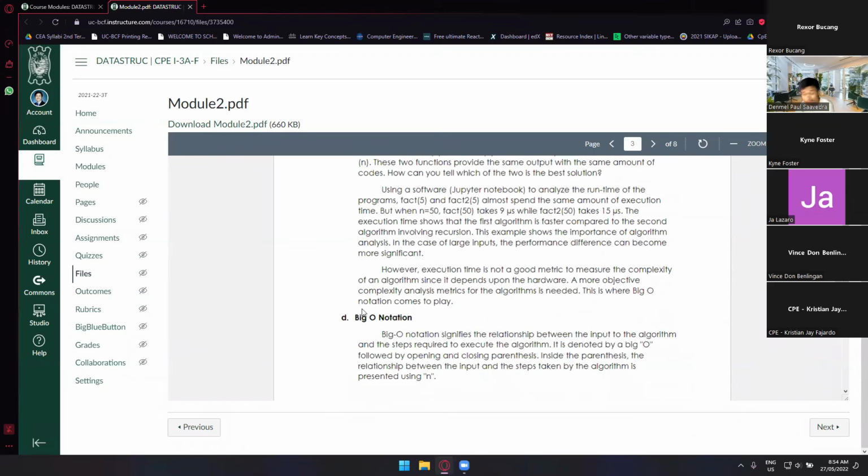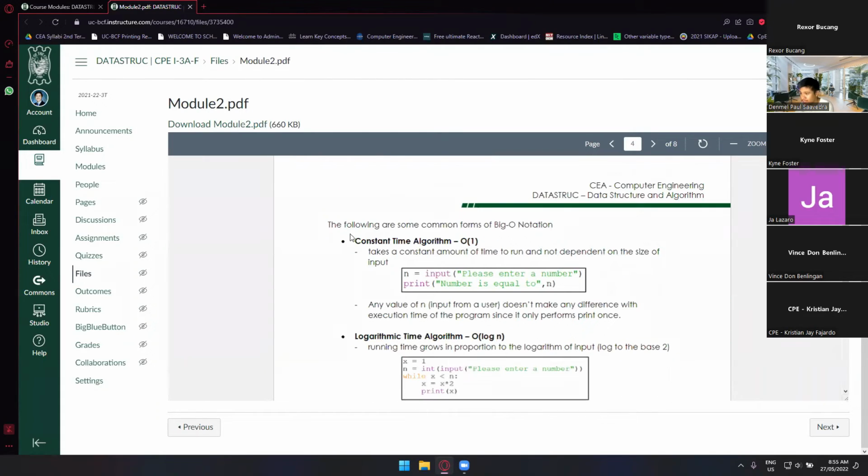So the next one is the big O notation. Big O notation signifies the relationship between the input to the algorithm and the steps required to execute the algorithm. It is denoted by a big O followed by opening and closing parentheses. Inside the parentheses, the relationship between the input and the steps taken by the algorithm is presented using n. Okay, so we have some examples here.